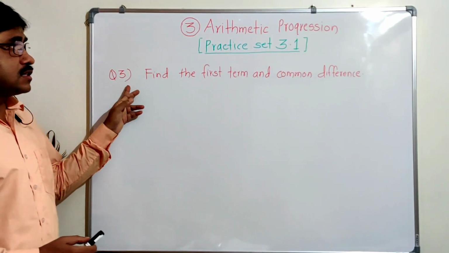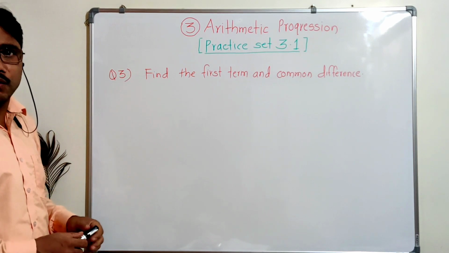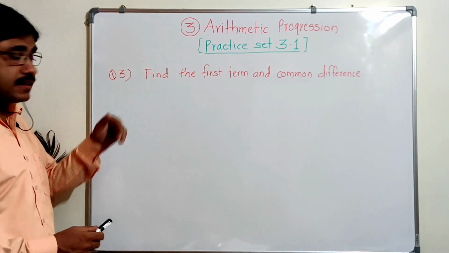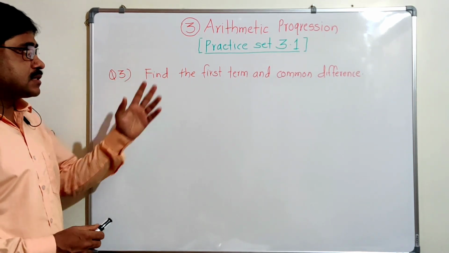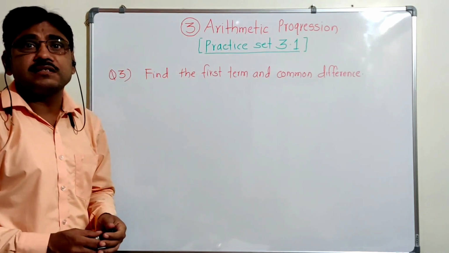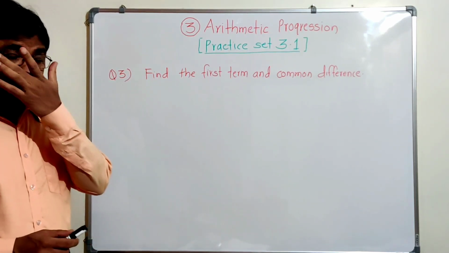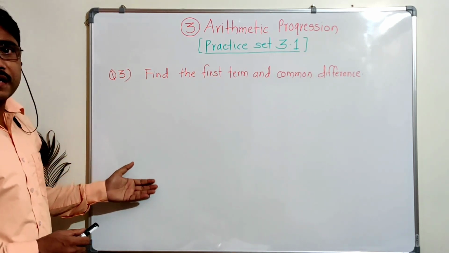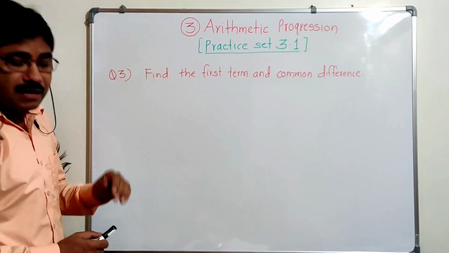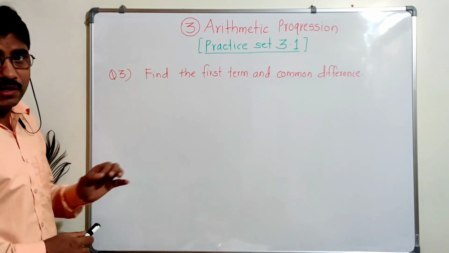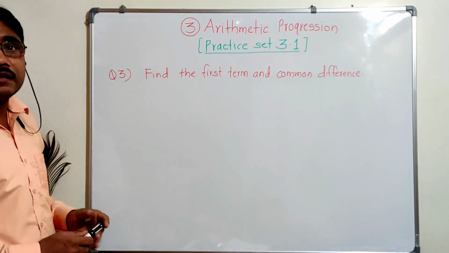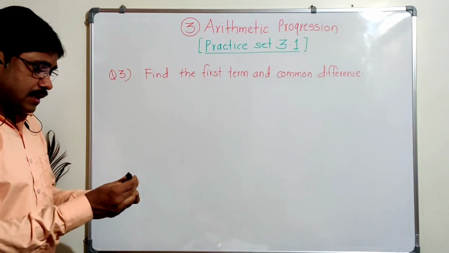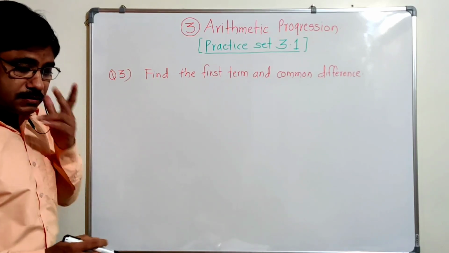It is the third sum from practice set 3.1. Only 3 sums, 3 questions are there. Find the first term A and common difference D from the given AP. Some arithmetic progressions are given. Here 4 examples are given. In each example we have to write the value of A and D. So let us see some examples from this one.